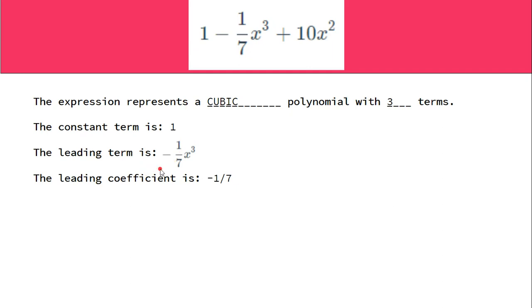The leading term is not necessarily the very first term. It's the first term if we rewrote this in standard form. So if we were to rewrite this in standard form, the negative 1/7 x to the third power would come first because it is the highest exponent. So that is considered the leading term. The leading coefficient is the number itself without the variable part. So that is just negative 1/7.